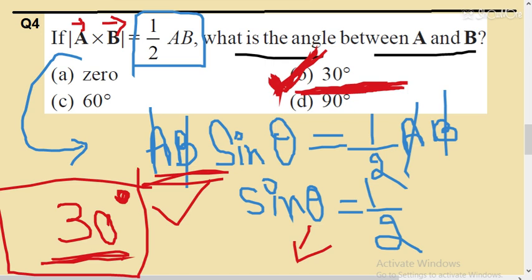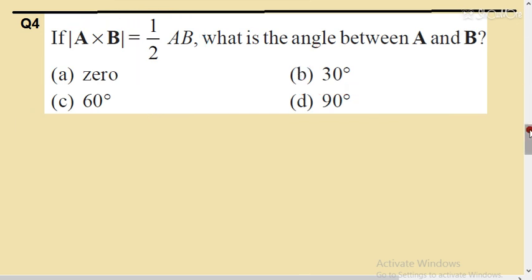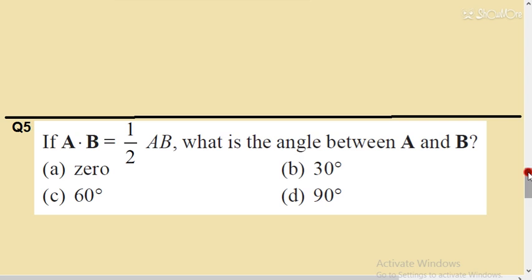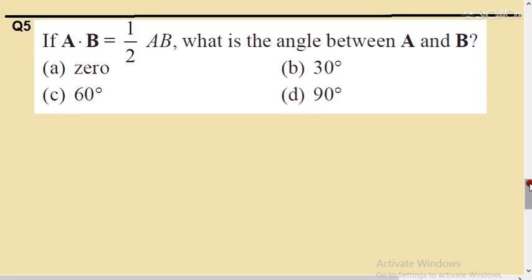Okay, now we are moving to question number 5. Question number 5 is, if A dot B is equal to 1 by 2 AB, then the angle between A and B is. So students, this is another important question.